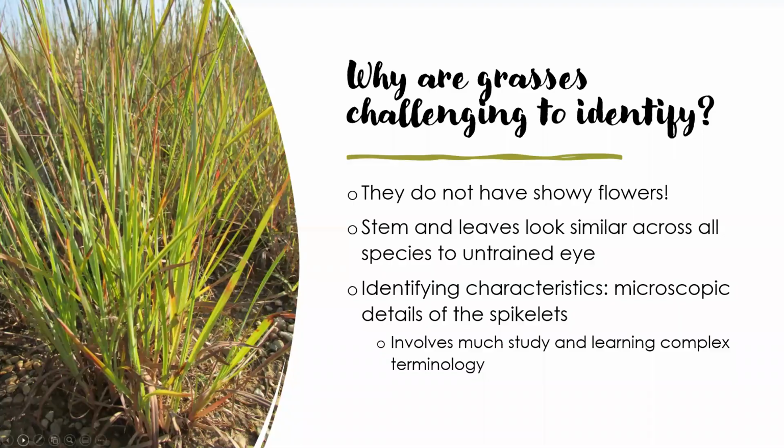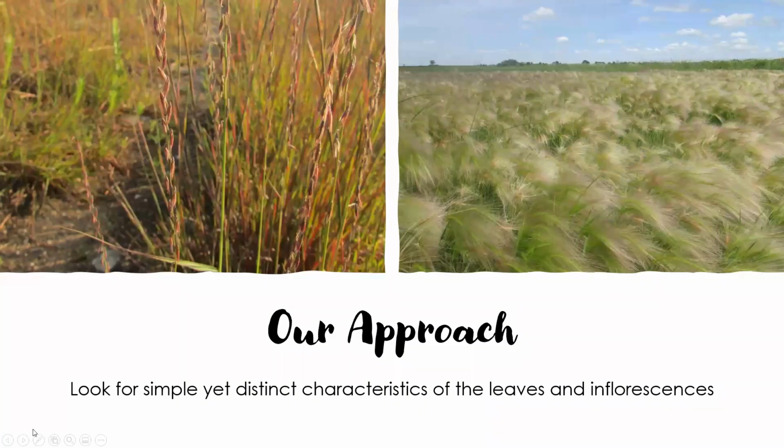So what are we going to do? We're going to look for simple but distinct characteristics of both the leaves and the inflorescences. An inflorescence is the flowering head of a grass. We'll get a little bit more into these terms as we go through the next few slides. But we're going to look for those characteristics that we can identify if we're out in the field, and it will easily mark out these grasses.